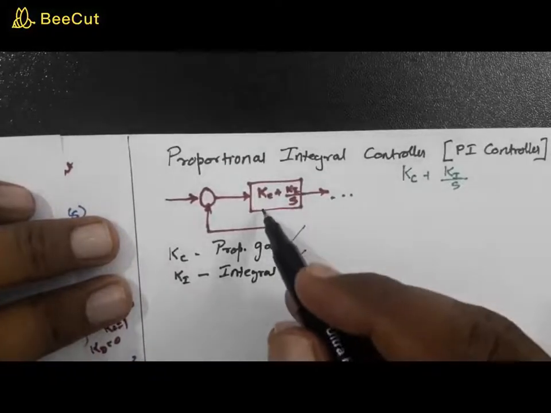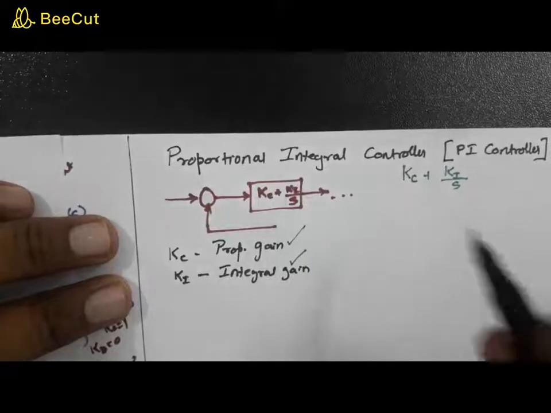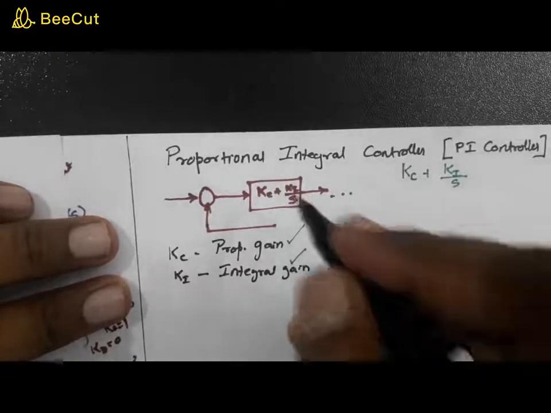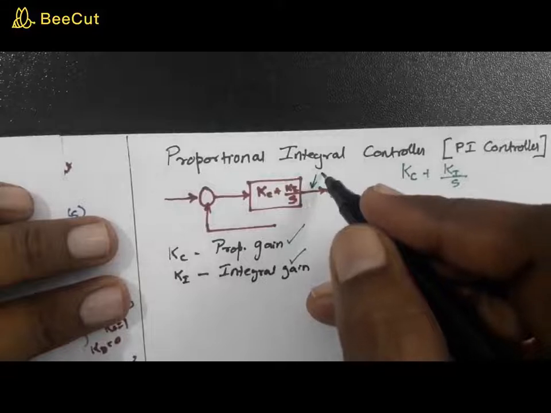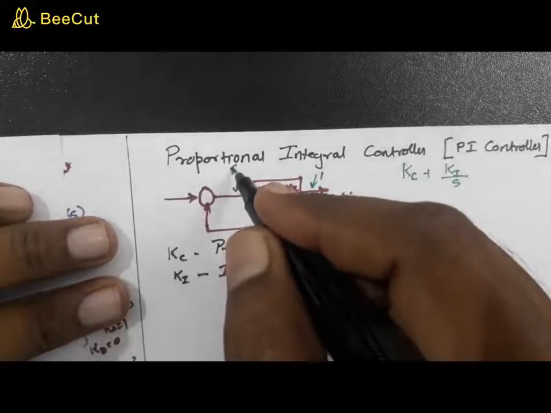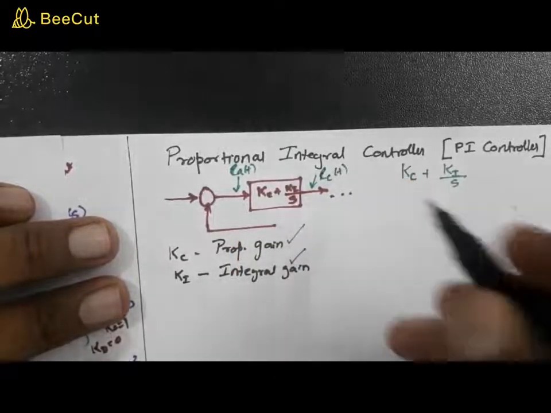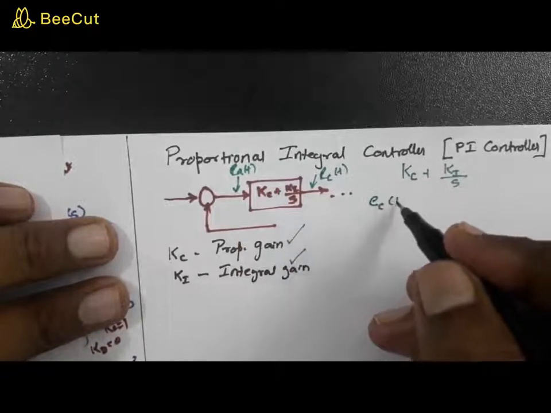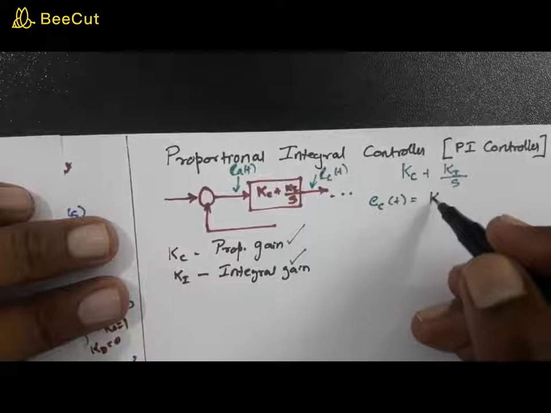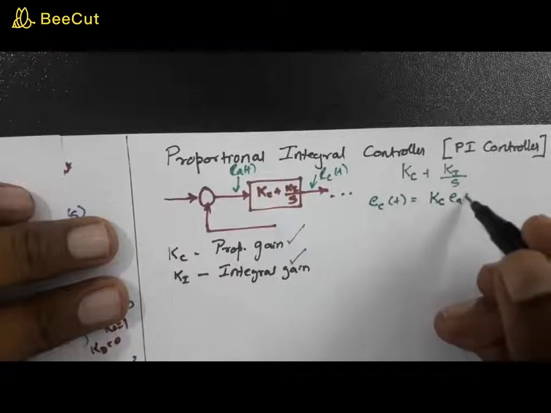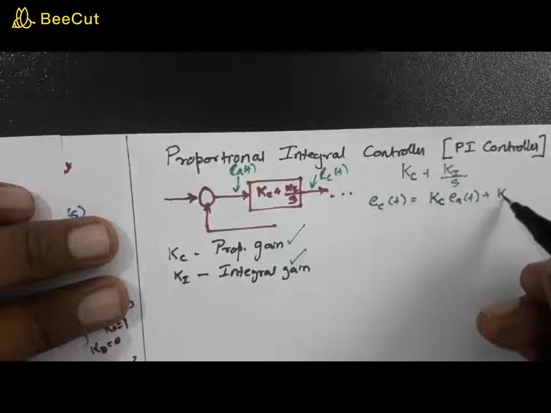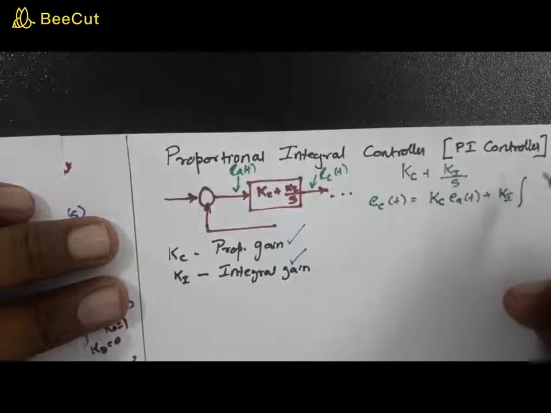Now let us see how this block comes. I'll be explaining right now. We know that this is your actuating signal Ea of t. The signal that comes over here is Ec of t, which is the control signal. So what is this control signal? Ec of t is proportional to Kc into Ea of t plus Ki into the integral, where Ki is a constant, proportional to the integral of what?